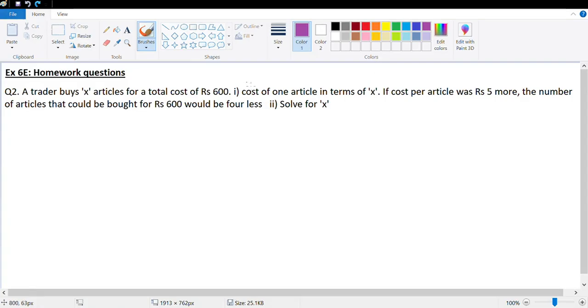Hi guys, let's look at the homework questions of exercise 6E. We are still on the chapter solving problems. These are basically word problems based on the quadratic equations. So let's look at the question.